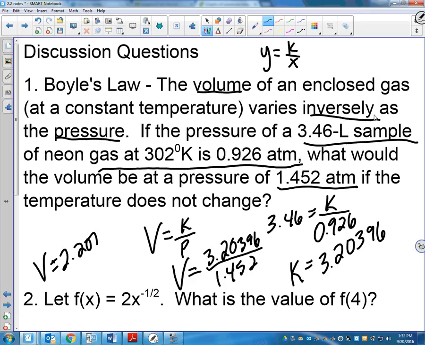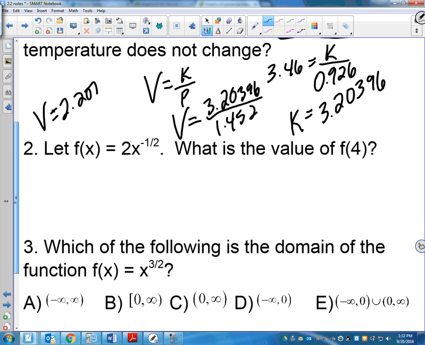And then the other two were just kind of dealing with fractional exponents a little bit, talking about domain a little bit. Number 2 says let f of x equal 2x to the negative 1/2. Really easy if you type that in your calculator. What if I asked you to do it without a calculator? Could you do that? If I said f of 4, 2 times 4 to the negative 1/2. What does the negative 1/2 power mean? What does 1/2 power mean? Square root? What does the negative mean?